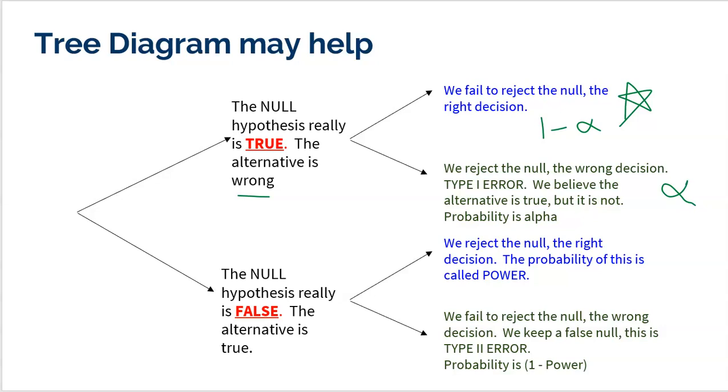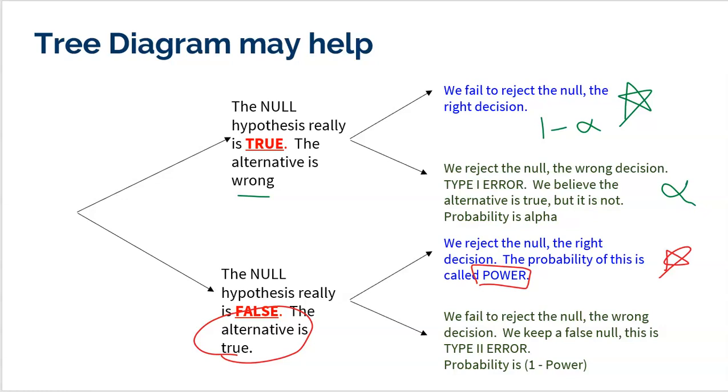Now the other opposite end of this is that the null hypothesis is really false and the alternative is true. Again, the alternative is true. Well, if we reject the null, that's the right decision. If the null is false, the alternative is true, then you should reject the null. That is making the right decision. The probability of doing this actually has a name. We call this power. Now, the type 2 error is when, again, the alternative is true, but we fail to reject the null.